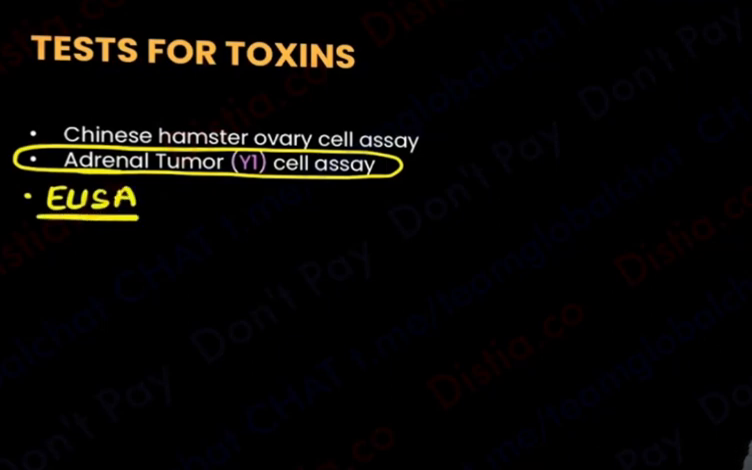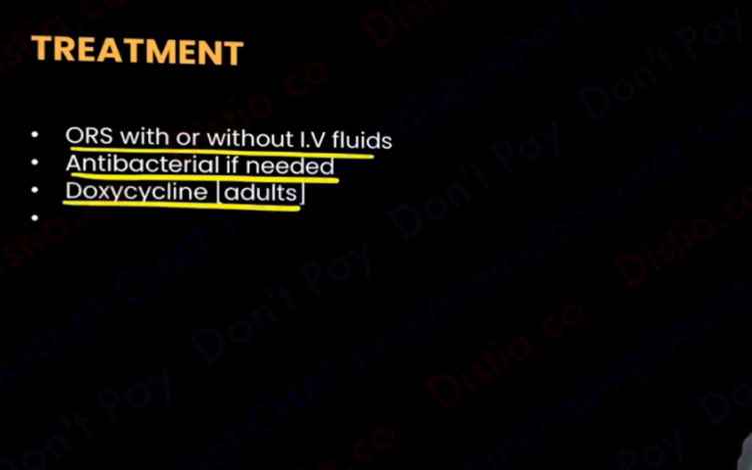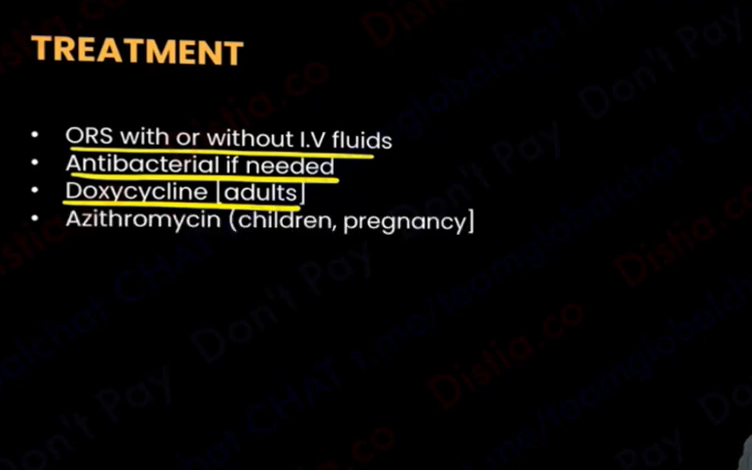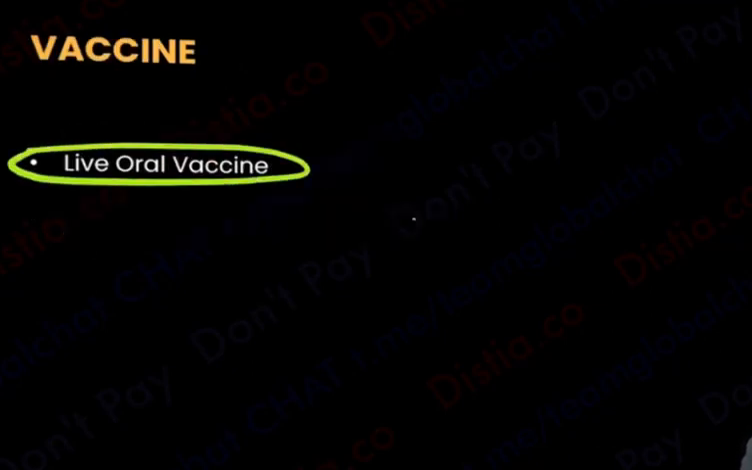What do you give in the treatment? Most of the cases, it's a supportive treatment and you just have to give ORS, fluids. Antibacterial antibiotics are given only if needed. So what is the drug that you give in adults? You give doxycycline. But what if you are dealing with some pregnant female and children? Azithromycin. But in most of the cases, antibacterial is not needed. It's ORS and supportive treatment that works. Now tell me, what is the vaccine? We now give a live oral vaccine that is available. There was a killed preparation also, but we prefer a live oral vaccine.